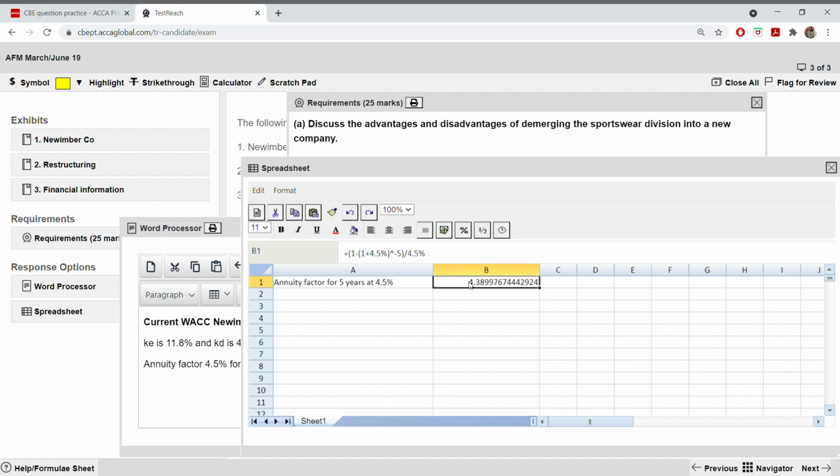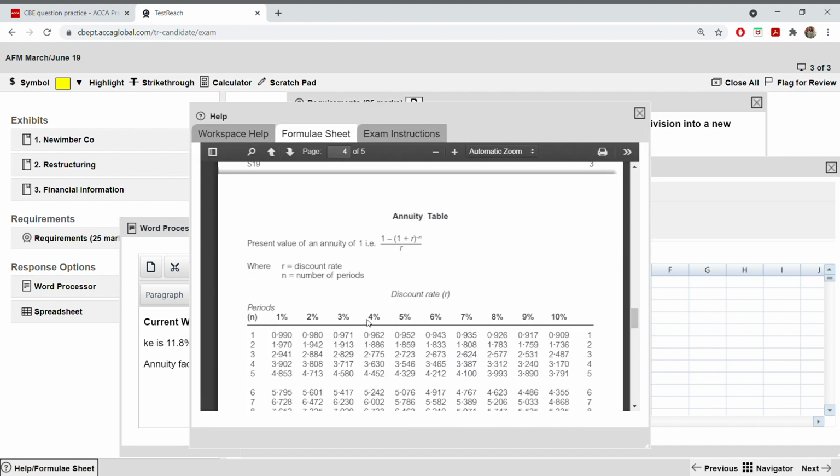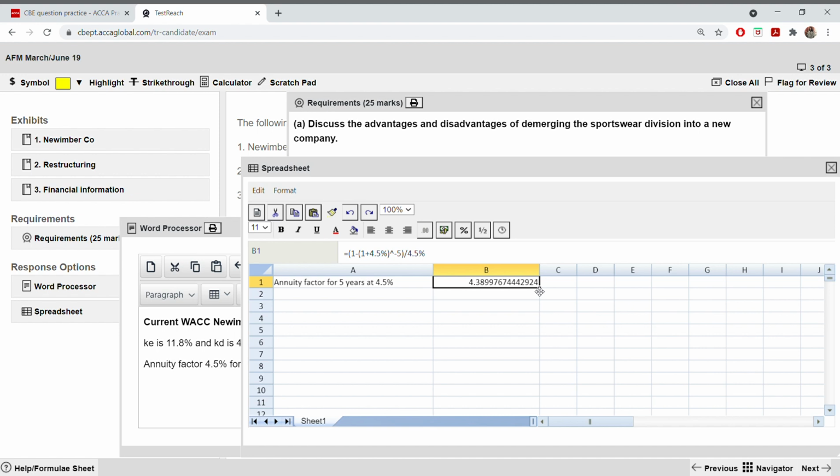Another way to check whether this is correct or not, just open your formula table and look at 4.5%. Look at the 5-year annuity factor. Okay, it is 4.452 to 4.329. So definitely it will be within this range. It will be between 4.452 and 4.329. So the answer is between these two figures.